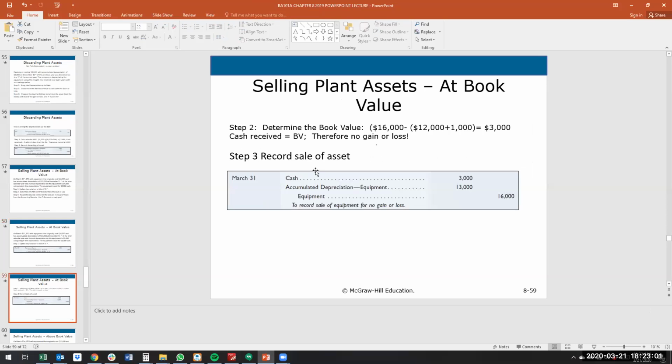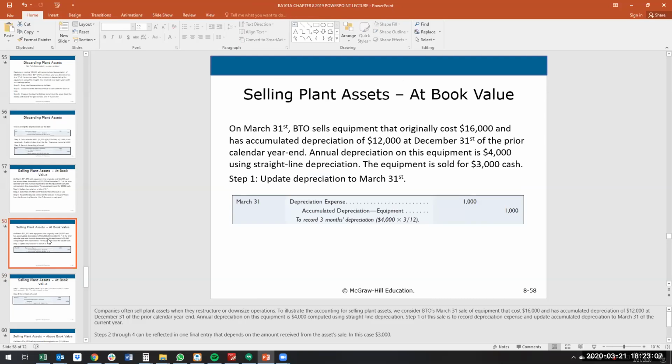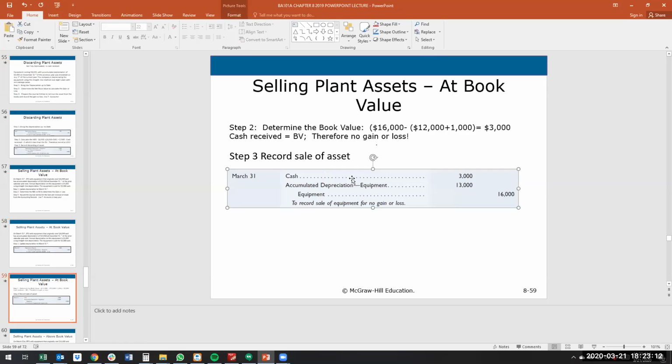So at the end of the day, our accumulated depreciation is 13,000. Our equipment is 16,000 after this calculation. The 12,000 increases to 13,000. So we debit our accumulated depreciation, we credit our equipment, and we debit our cash. It balances, so we don't have a gain or loss in this situation.